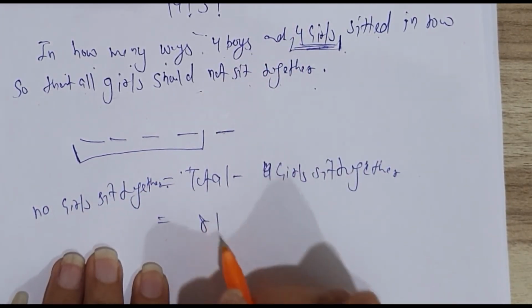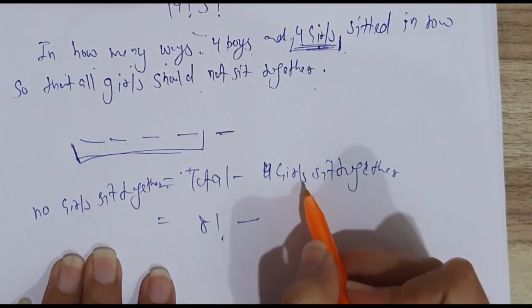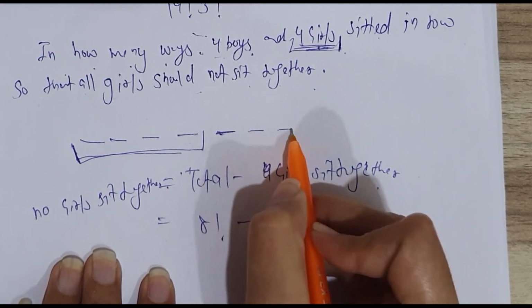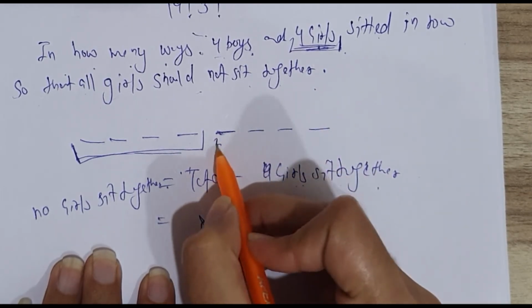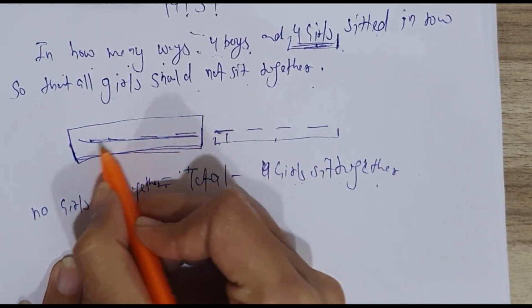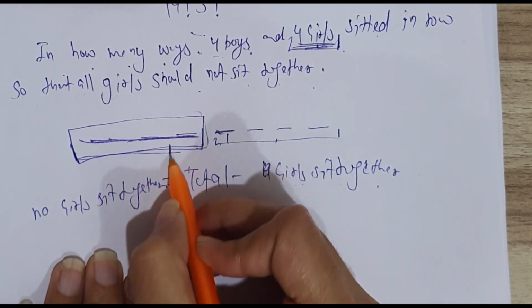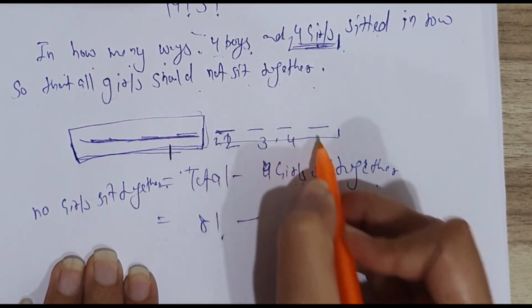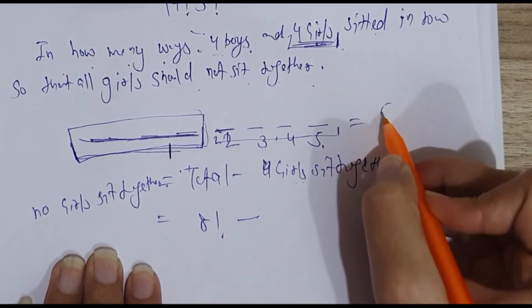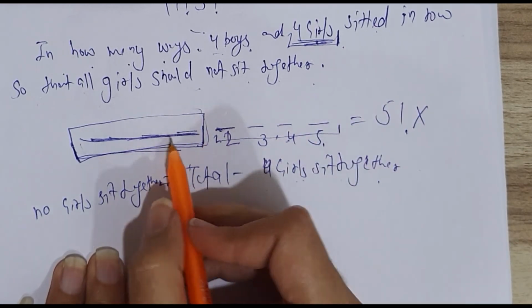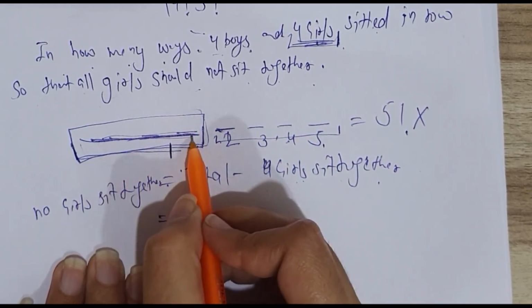Now total is 8 factorial, 4 plus 4, when girls sit together. It means that 4 boys are there, 1, 2, 3, 4. This is 4 boys. Now group the girls. This is first. As we group the vowels, we take it 1, this is 2, this is 3, 4, 5. Now number of arrangements are 5 into, now these are 4 girls that are grouped together.